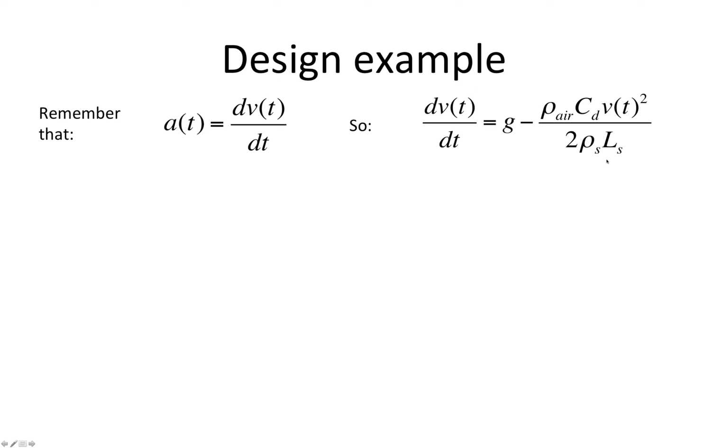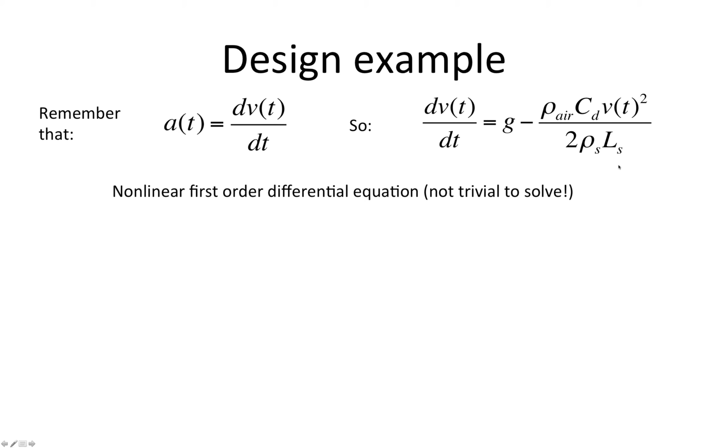What kind of equation is that? Well, it's a nonlinear first-order differential equation. First order because it's first-order derivative in velocity as a function of time, and nonlinear because the term modifying velocity is velocity squared. So this makes the equation nonlinear. It's not trivial to solve.